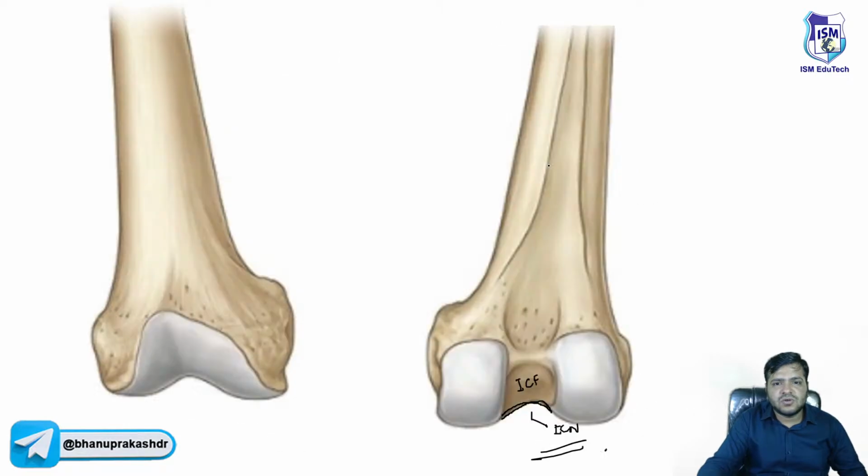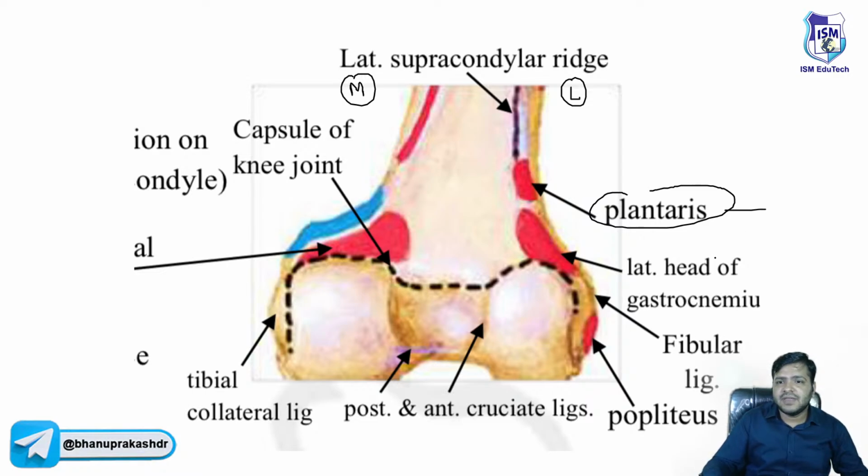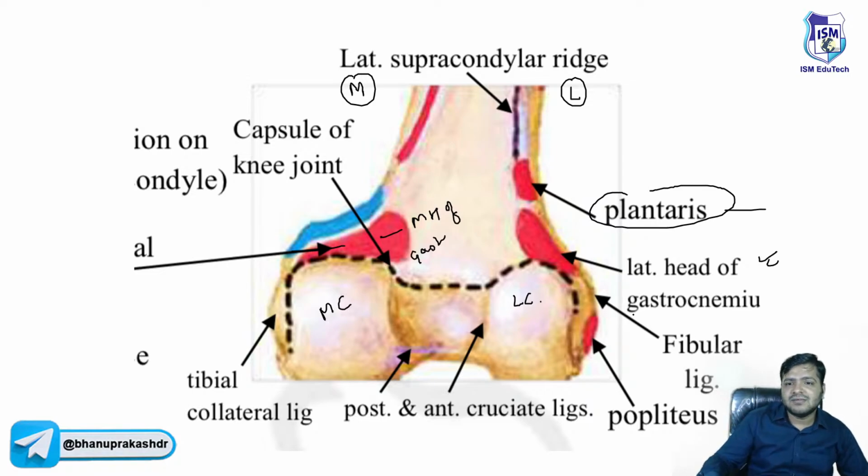If you want to see it over here beta, you can see also. We have plantaris if it is present. This is the lateral side and this is the medial side. Plantaris, if present, arises from the popliteal surface above the lateral condyle. We have the lateral head of gastrocnemius, and the medial head of gastrocnemius just above the medial condyle and lateral condyle. Popliteus is also present on the lateral condyle, towards the outer side.